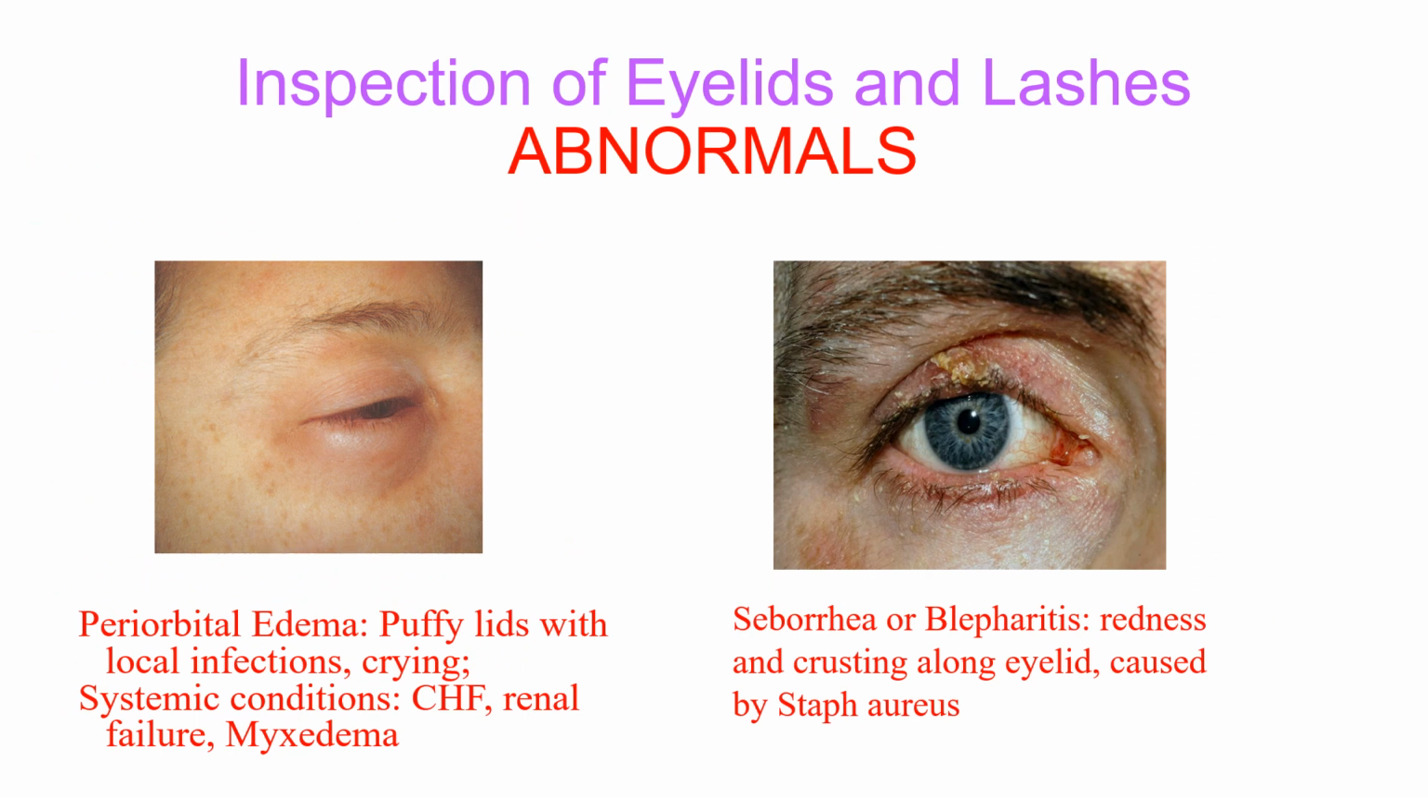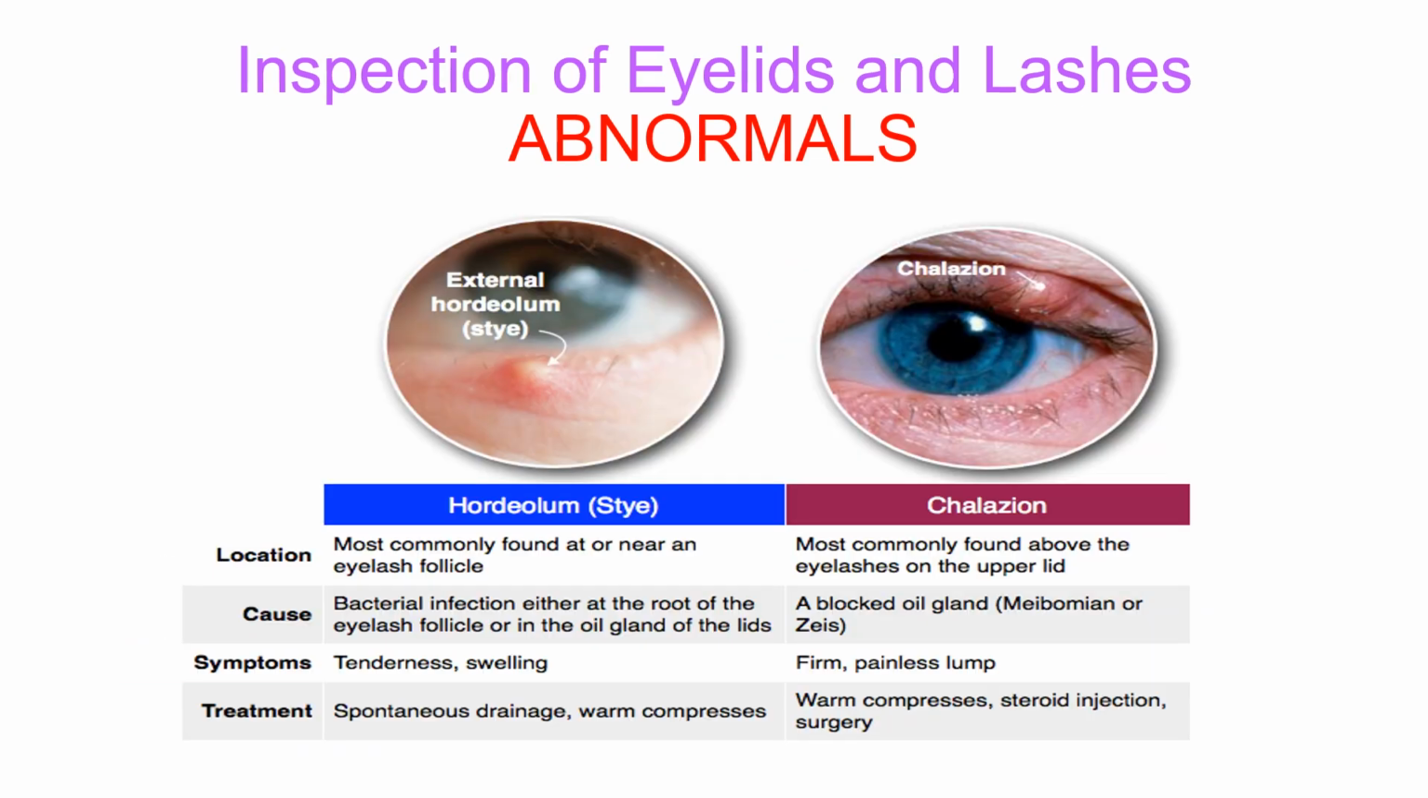That edema, the puffy lids, we see that with congestive heart failure and renal failure. Or this infection to the eyelashes and around the eyelids, that redness and crusting can be caused by staph. There's also different follicle infections. There's styes and chalazions. These are blocked oil glands or bacterial infections around the pores and follicles of the eye.